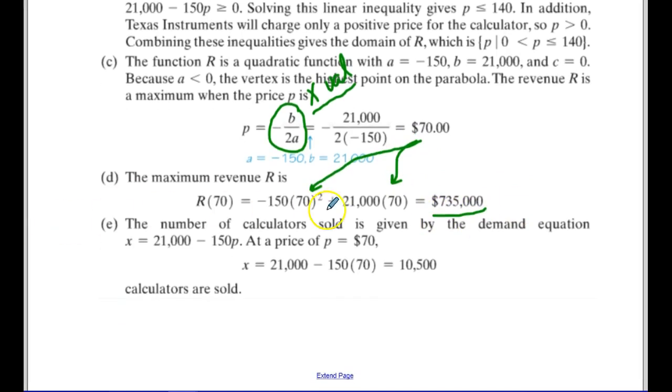Keep an eye on that, because sometimes the question asks, what is the maximum revenue? You can't just stop here, because that's not my revenue. You have to go here, because this is how we find revenue.